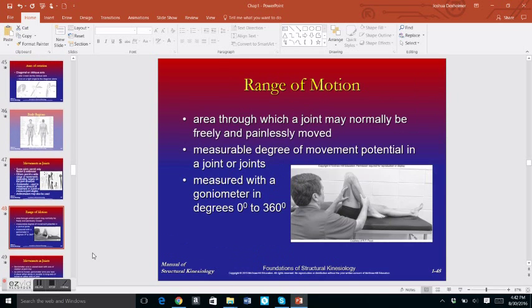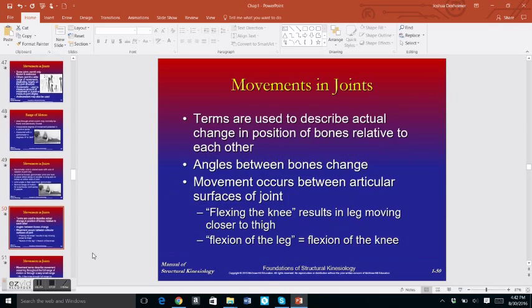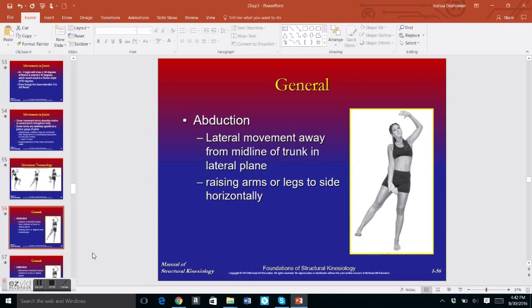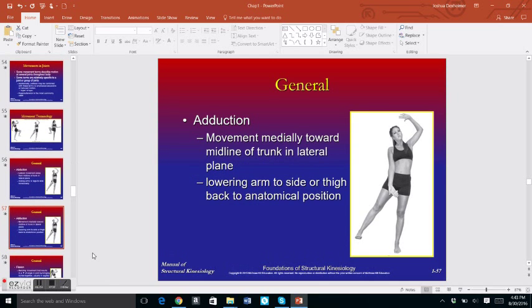Movements and joints. This is something we would do in class with the goniometer, but like I said, we don't have class the very first day. So I'll make sure we understand some movement terminology. We have abduction, which means away from the body, lateral movement away from the midline. Adduction, okay, is towards the midline.